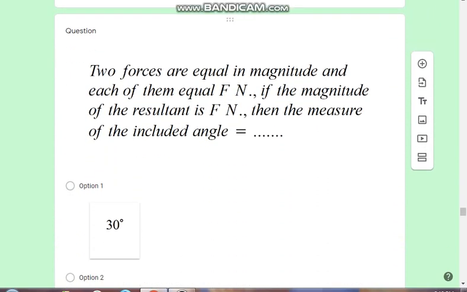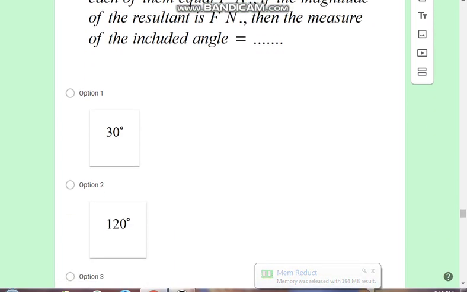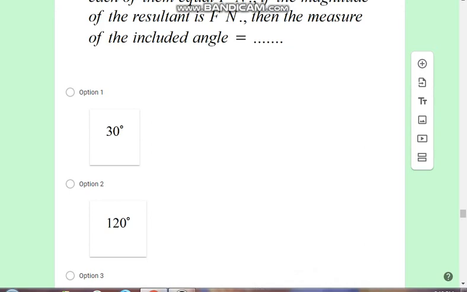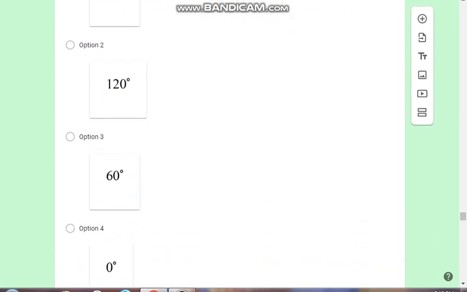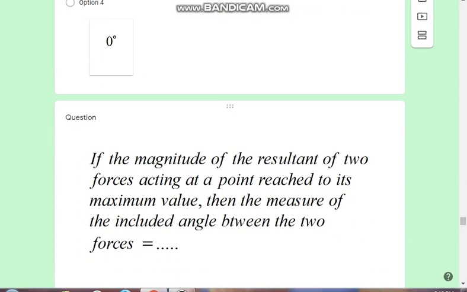The next: two forces are equal in magnitude and each of them equals F N. If the magnitude of the resultant is F N, then the measure of the included angle equals 30 degrees, 120 degrees, 60 degrees, or 0 degrees.